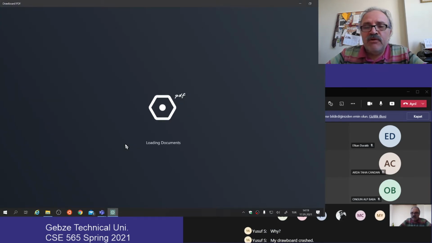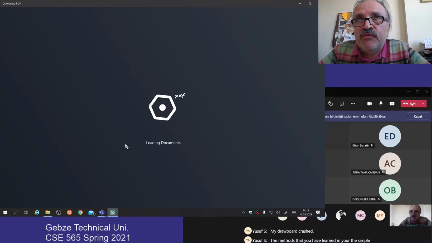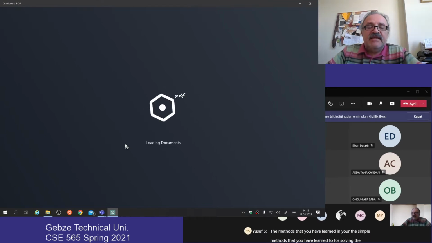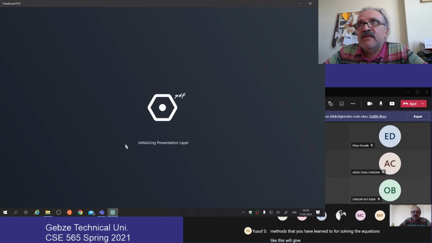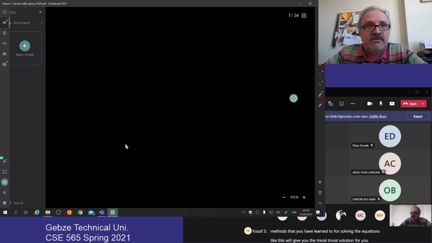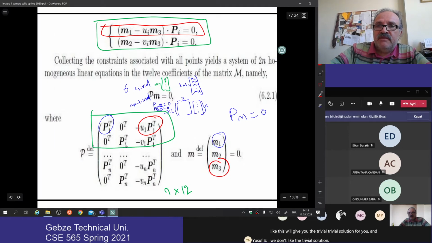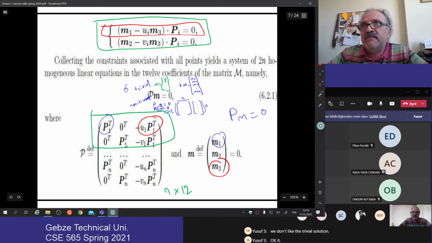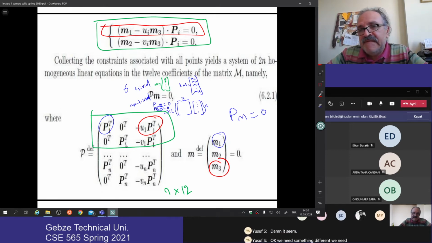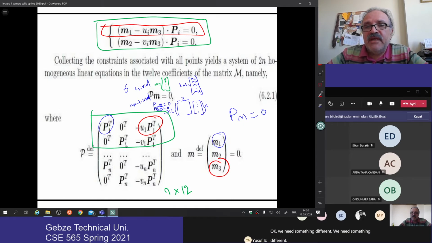The simple methods that you have learned for solving equations like this will give you the trivial solution, and we don't like the trivial solution. Okay, we need something different. Maybe we can do this. It's okay. Tell me how I would solve this using methods such as Gaussian elimination. You cannot directly apply it.